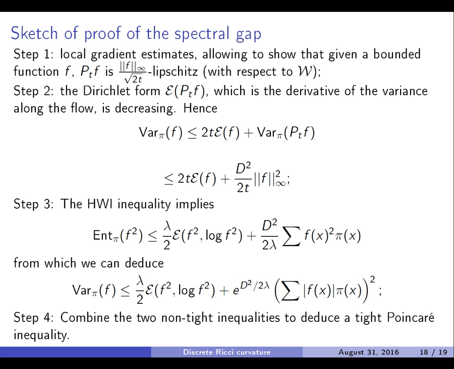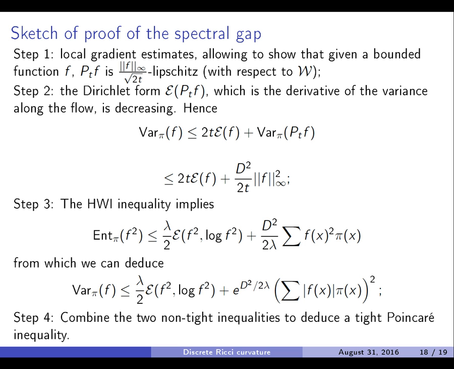So once you have this, then you can show that because of the non-negative curvature, the Dirichlet form is decreasing along the flow, and since it's also the derivative of the variance along the flow, you can show that the variance is bounded by 2t times the Dirichlet form plus the variance of Pt of f. So this here is what you want, and you have this extra variance term you want to control, and because you know that Pt of f became Lipschitz, you can control this by the Lipschitz constant, the diameter. So you have an L infinity bound, but with a prefactor t that you can make as small as you want.